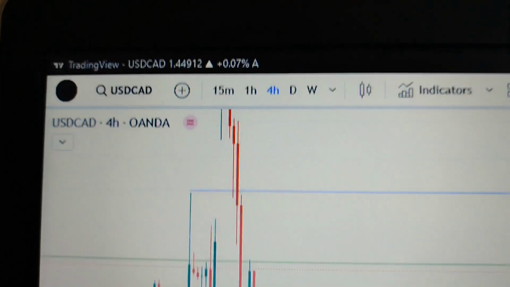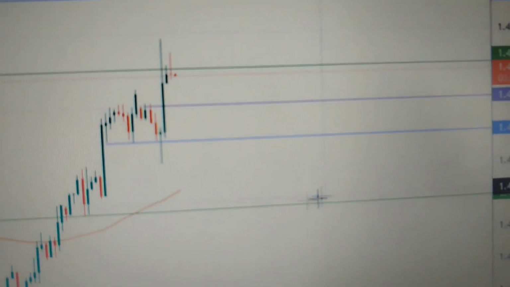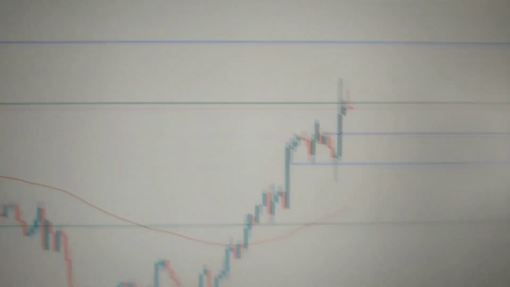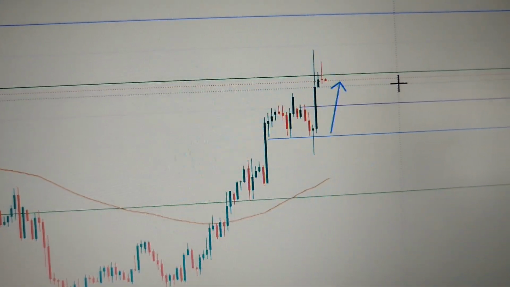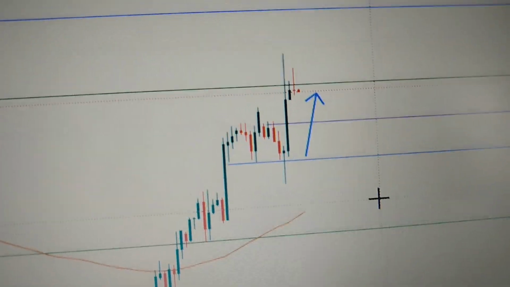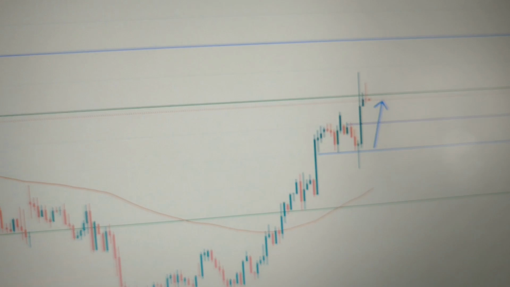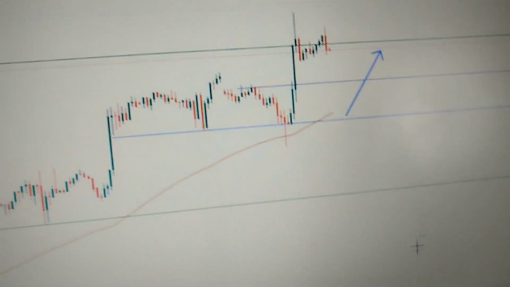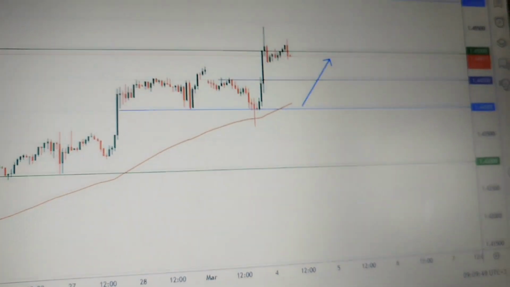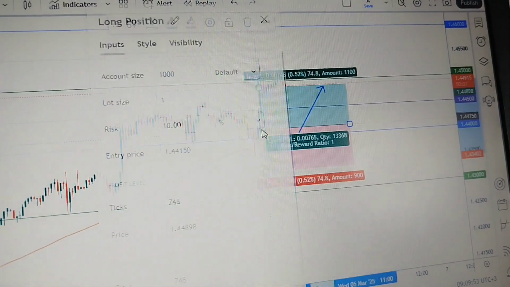This pair is USD CAD. I believe we talked about it last night. I was looking for a buy setup around here for that move right there, but the entry I was getting around here was not convincing enough. If I dropped down to the 1 hour at that time, I probably would have taken this buy. Probably. Because it was right here.